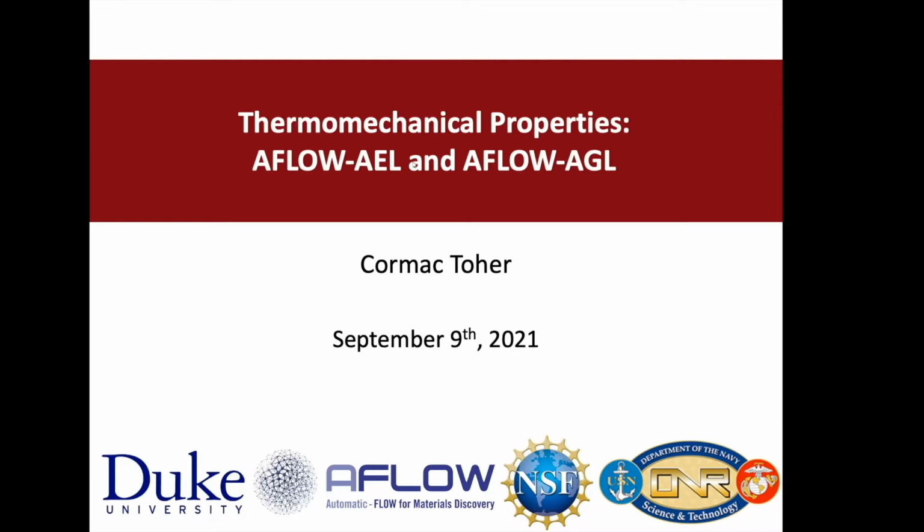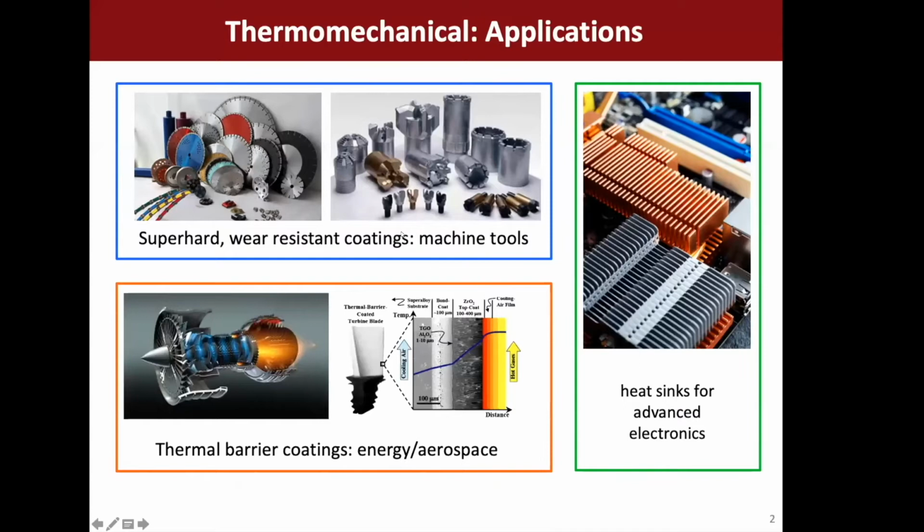So why are we interested in thermal and mechanical properties of materials? Well, they're important for a variety of applications. For example, for mechanical properties, you might want super hard wear resistant coatings for things like machine tools, so cutting implements for machining, or drill bits, again for machining or for things like mining.